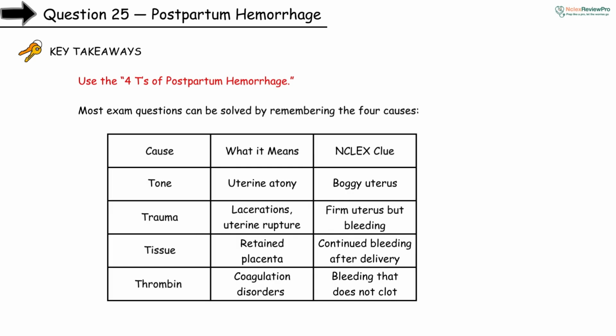You should always think of the 4 T's of postpartum hemorrhage. Tone, which is uterine atony and the most common cause. Trauma, such as lacerations or uterine rupture. Tissue, like retained placenta. And thrombin, which refers to clotting disorders.